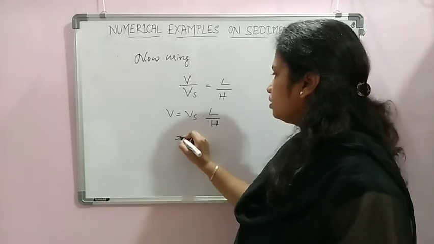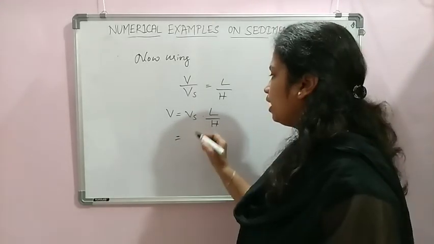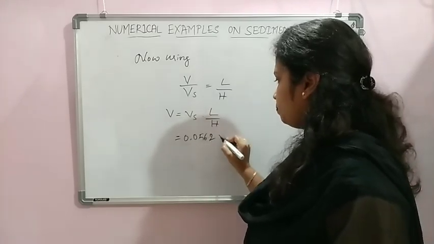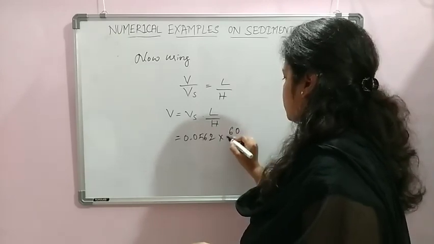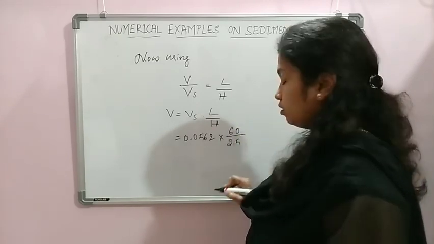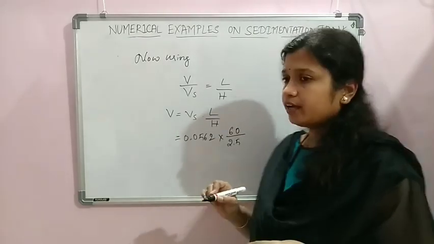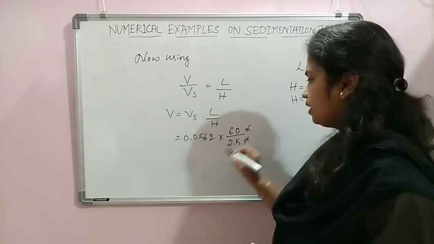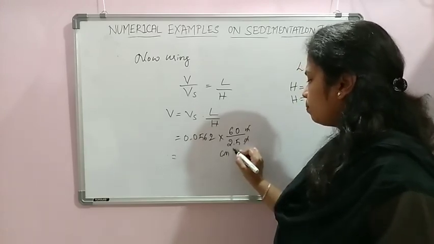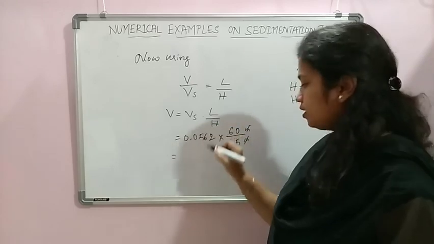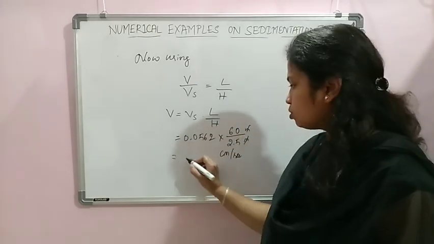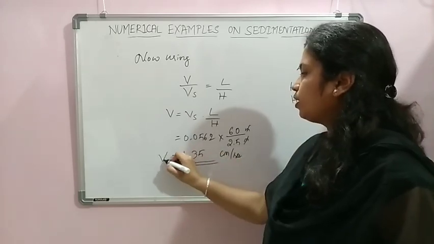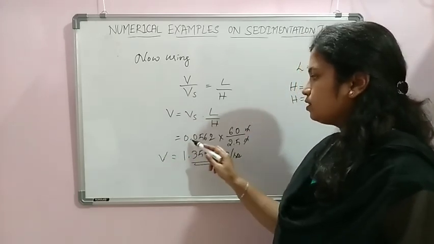If we are considering this, in order to calculate the flow velocity, the settling velocity is 0.0562 centimeters per second into the length, which is 60 meter, divided by the depth that we are considering, which is 2.5. This is in meters and this is in meters, so they get cancelled. The remaining answer has to come in centimeters per second, because this is already in centimeters per second. The answer is supposed to be 1.35 centimeters per second. This is the required flow velocity if the settling velocity is this much.